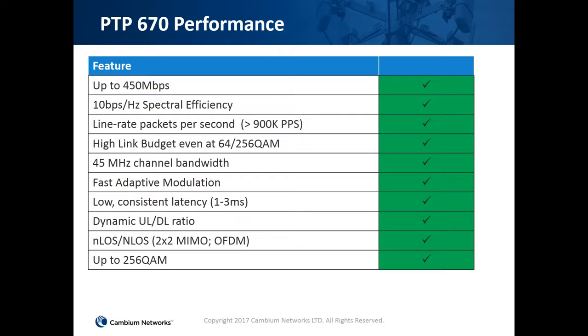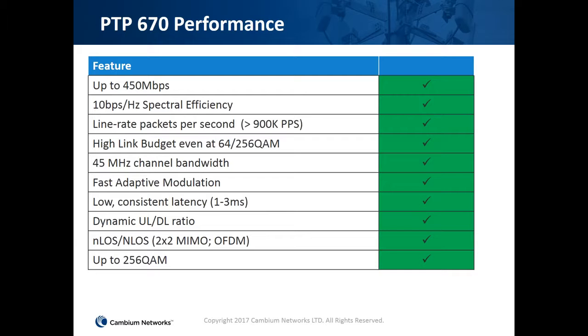So, to do a quick recap of the overall PTP 670 performance. Just to give a headline update, the PTP 670 goes up to 450 Mbps, which can support a lot of data. It has a really high spectral efficiency of 10 bits per hertz, which means even if you get a 5 megahertz channel, you can be guaranteed to get 50 megabits, because of the bits per hertz. Whatever small sliver of frequency you get, we make sure we use it to the maximum. It has a line rate of more than 900 packets per second.